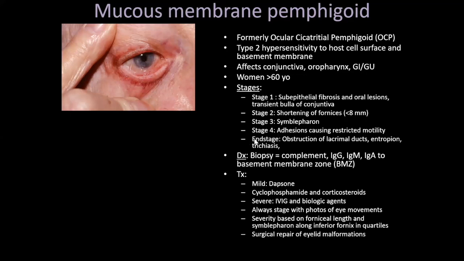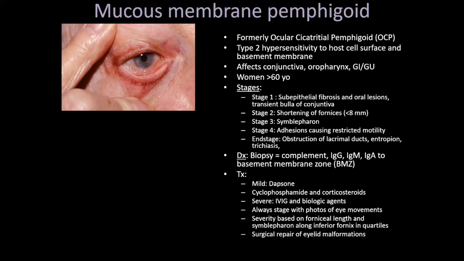Now, it's more common among women than men, and usually after the fifth decade of life, the women who are predisposed tend to have it. The staging helps us to determine the line of treatment, the measures to be taken. But basically, you have to diagnose it, and we diagnose it by taking a conjunctival biopsy.